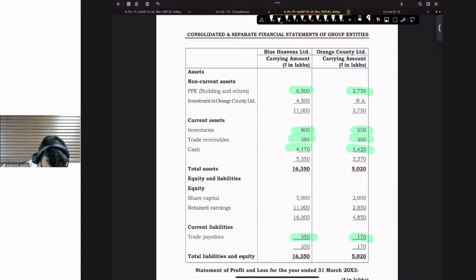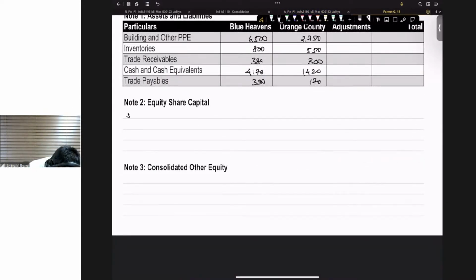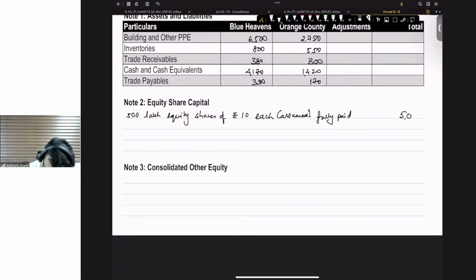So now let us proceed to first record the share capital of the parent. Equity share capital: 500 lakh equity shares of rupees 10 each, assumed, it's not given, fully paid. 5,000. So that is done.